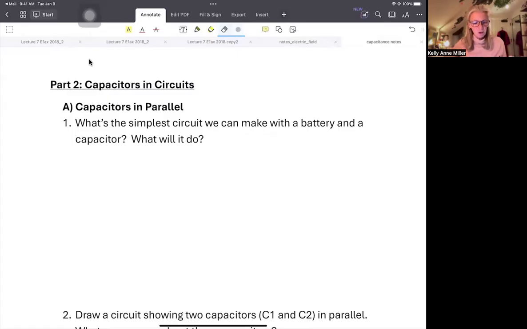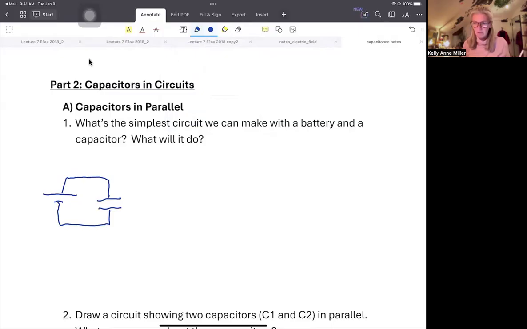Okay, so let's first draw out what the simplest circuit might look like with a battery and a capacitor. I think that will help you see what it means for something to be in parallel. So let's draw a little sketch of a circuit with a battery, connected to a capacitor, a parallel plate capacitor. Okay, so it's going to look like that.